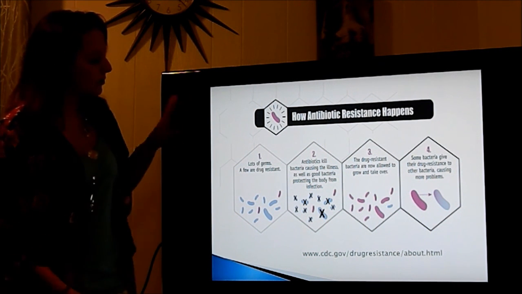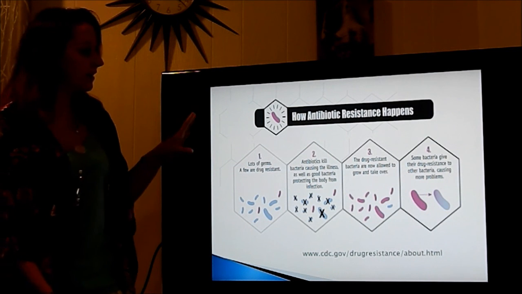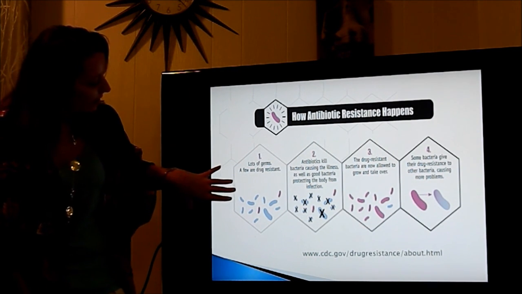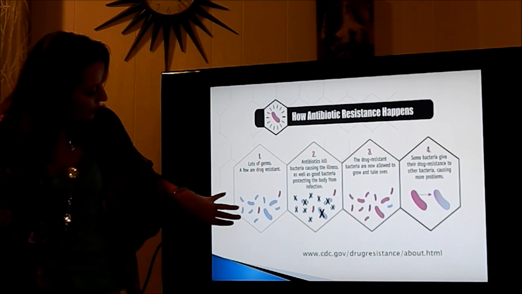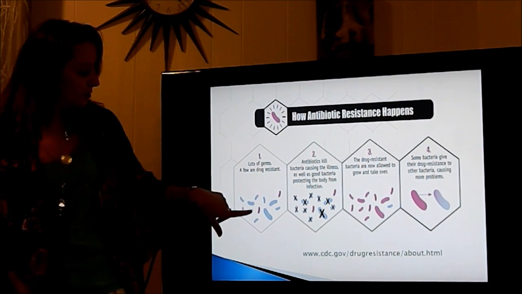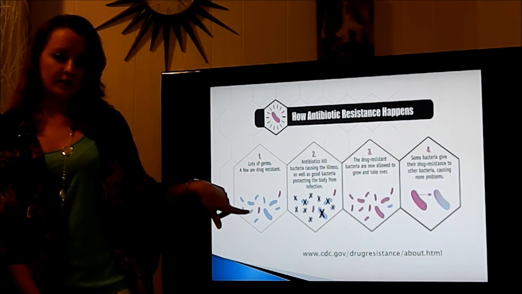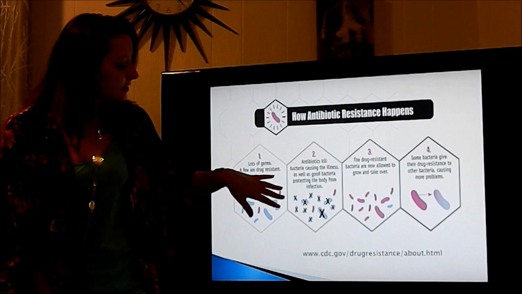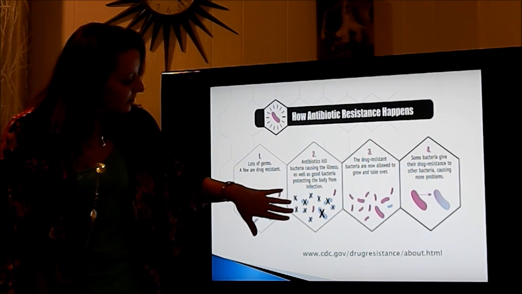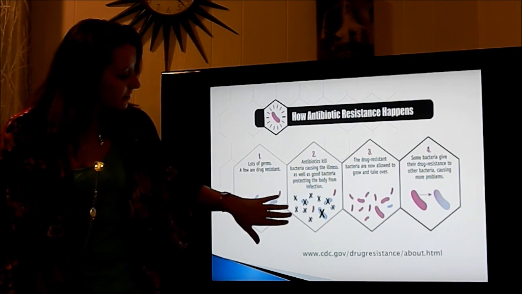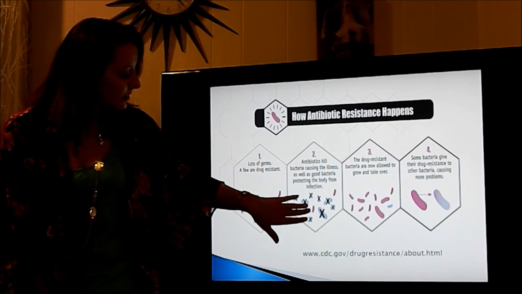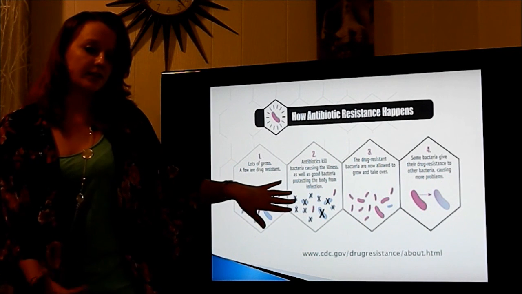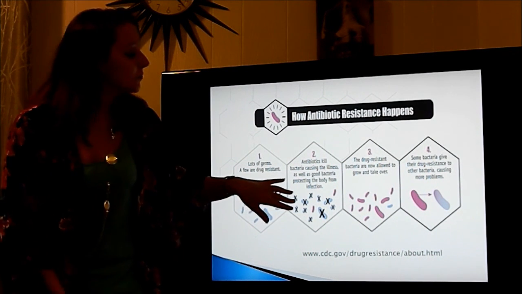And this is a nice picture I found on the CDC website of how antibiotic resistance happens. In this first section, it shows a lot of bacteria, and these pink ones are a few of the drug-resistant bacteria. Then the patient gets put on antibiotics, and the antibiotics kill the bacteria that's causing the illness, but it did not kill the resistant bacteria. And it also kills the good bacteria in your body that protects it.